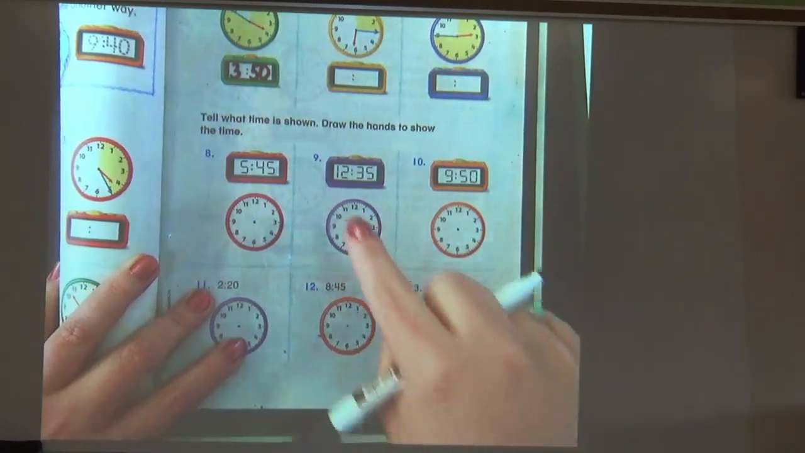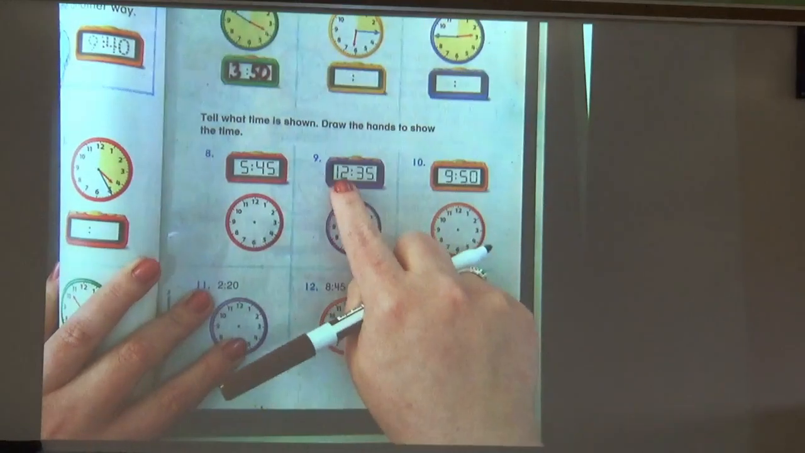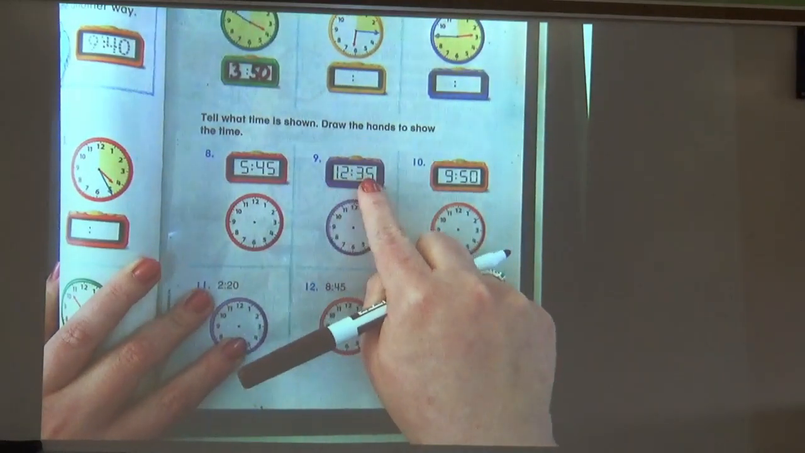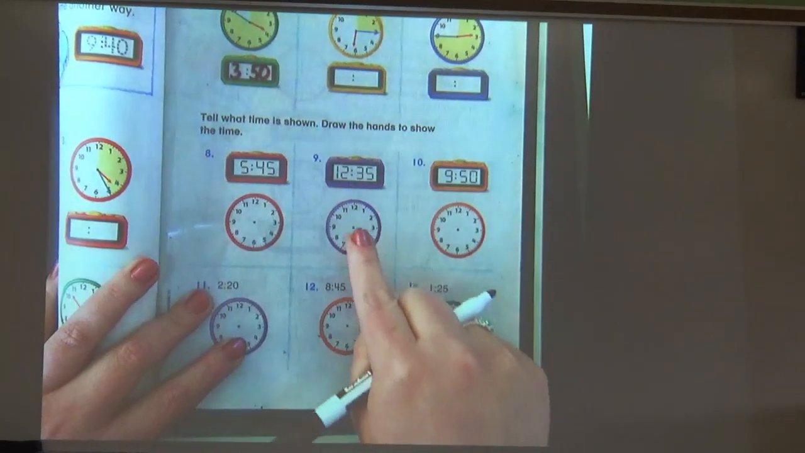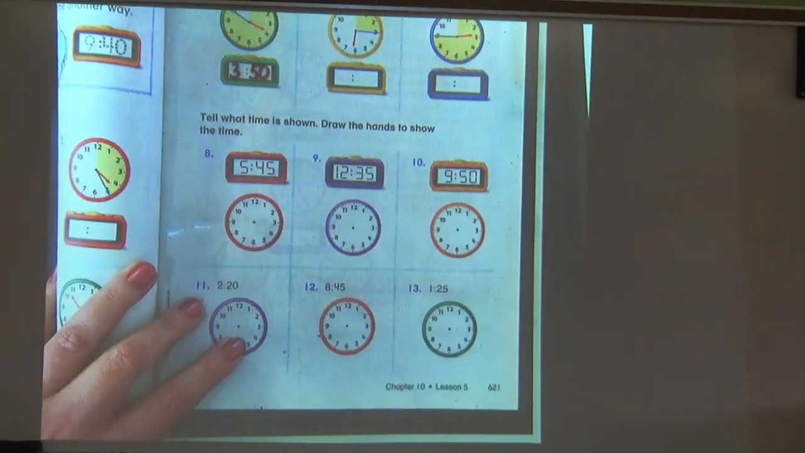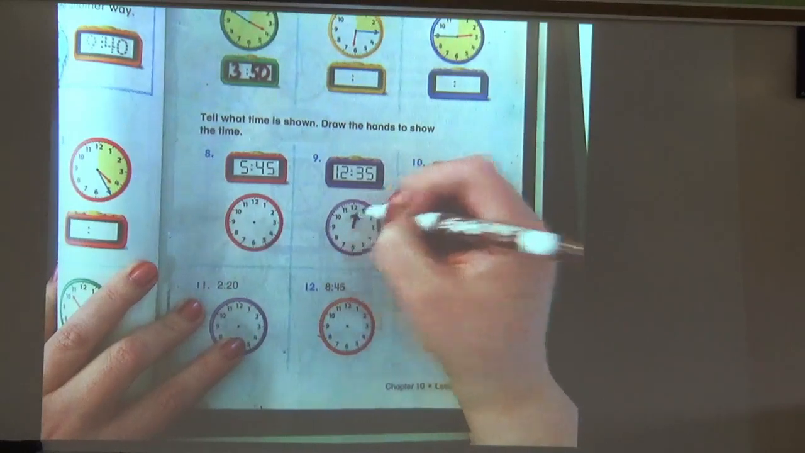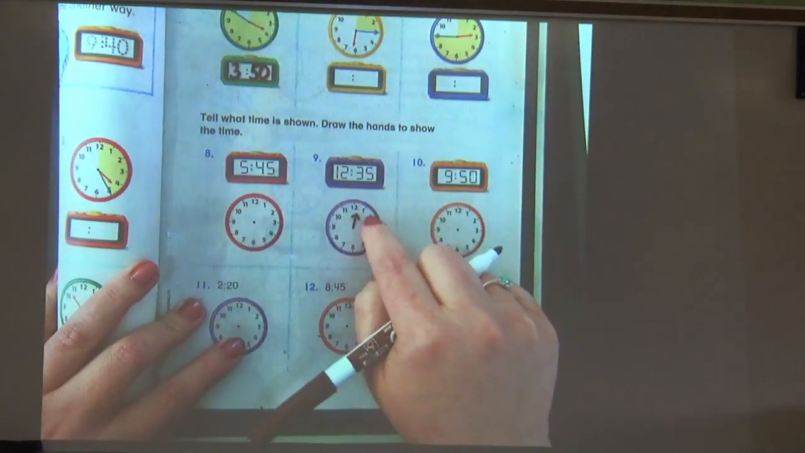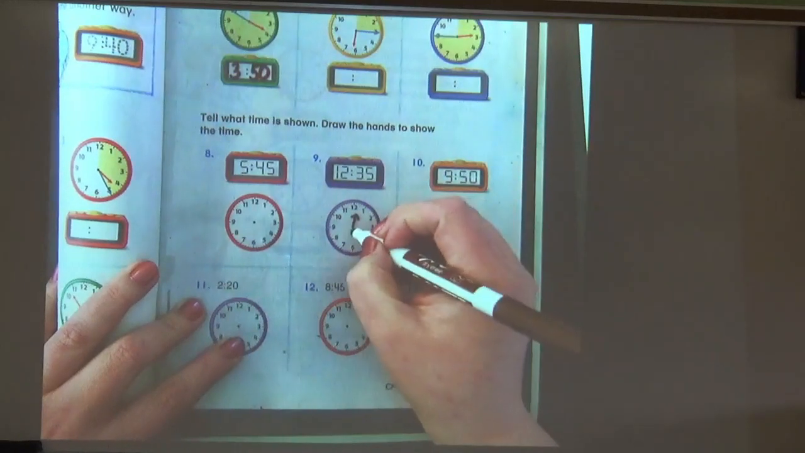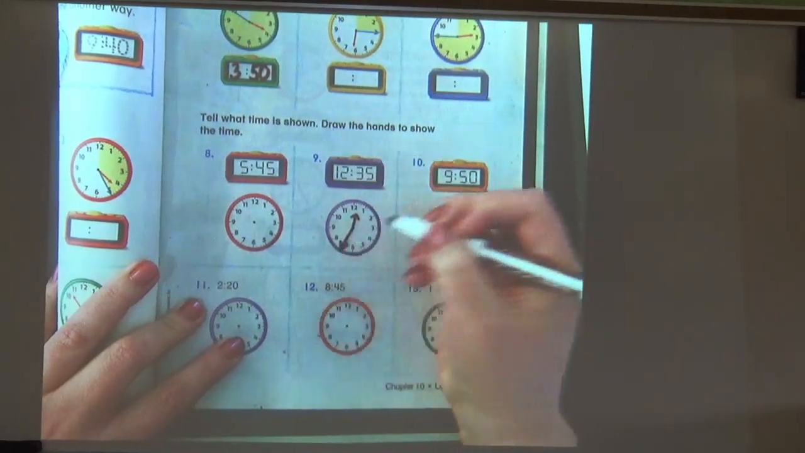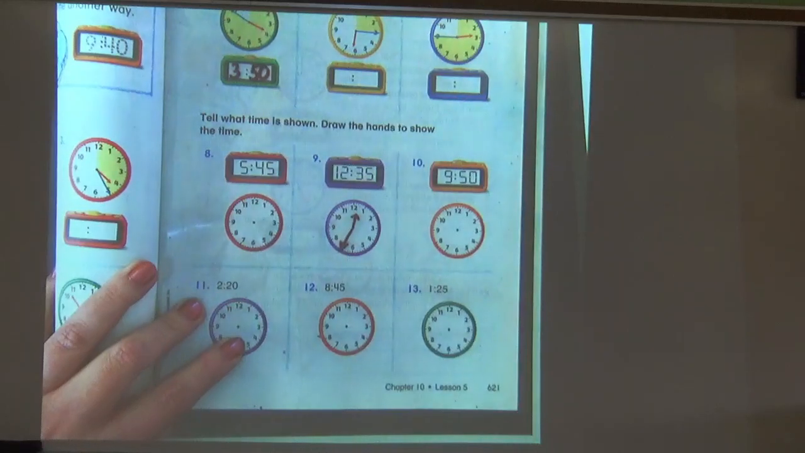Let's try doing the purple one. This digital clock is showing 12:35. Can you please draw the hands on your clock to show 12:35? Remember, the hour hand is shorter and the minute hand is the longer hand. If you drew something that looked like this, where the hour hand was between the 12 and 1, and your minute hand is directly on the 7, good job. This clock is showing 12:35.